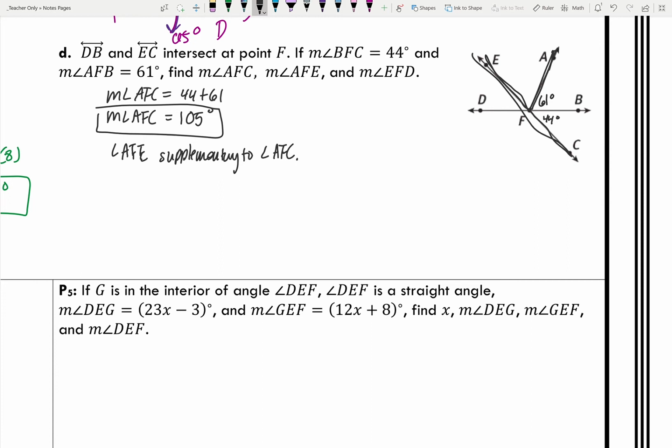So I guess I'll write that the measure of angle AFE plus the measure of angle AFC is equal to 180 degrees. I know the measure of angle AFC, which is 105, so the measure of angle AFE plus 105 is equal to 180. Subtract 105 from both sides, and you get that the measure of angle AFE is just 75 degrees.